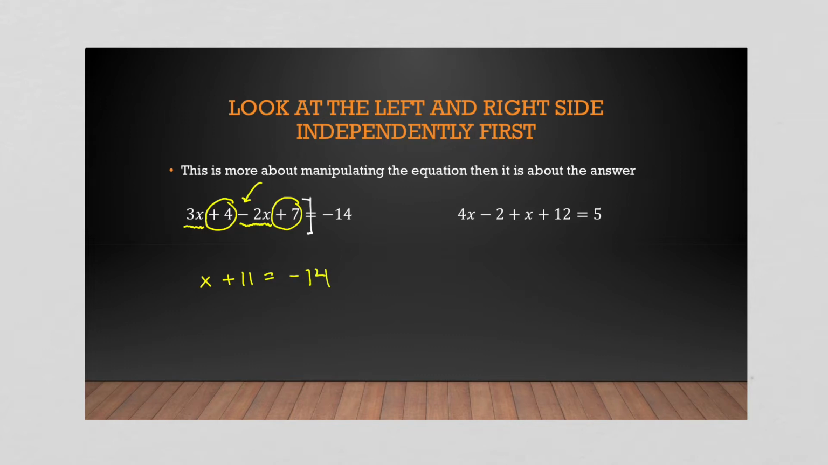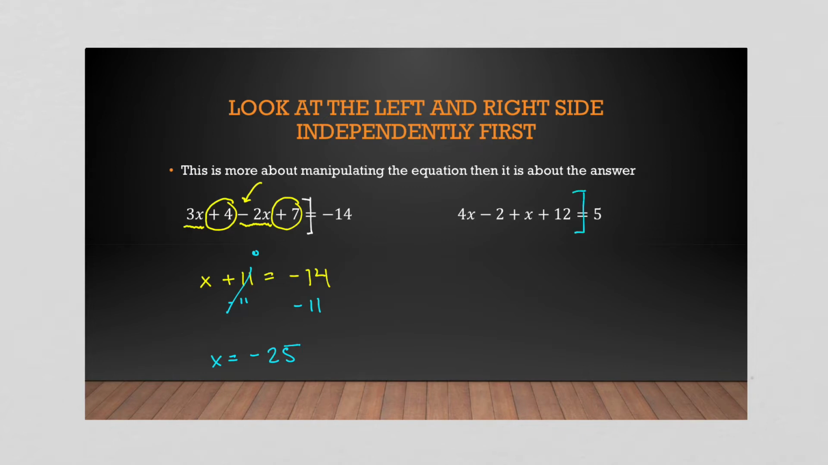And now we're one step away from being finished. And now we're into the actual algebra, the elimination part. So now I'm going to minus 11 from that side. That gives me 0. And I'm going to minus 11 from that side. And I get x equals negative 25. So the goal here is first we're grouping together one side of the equation.